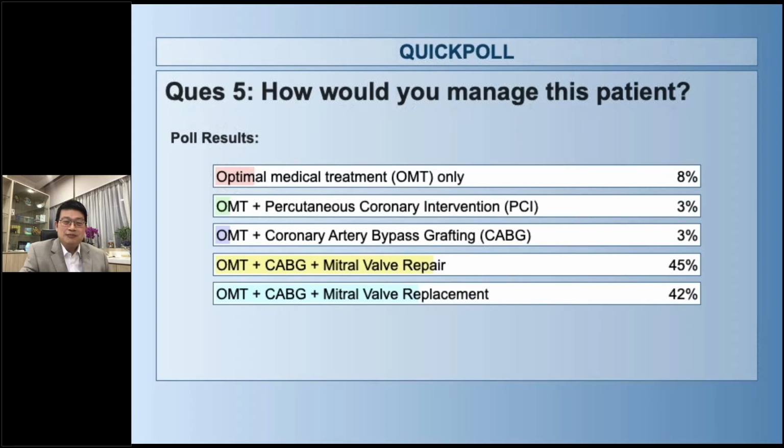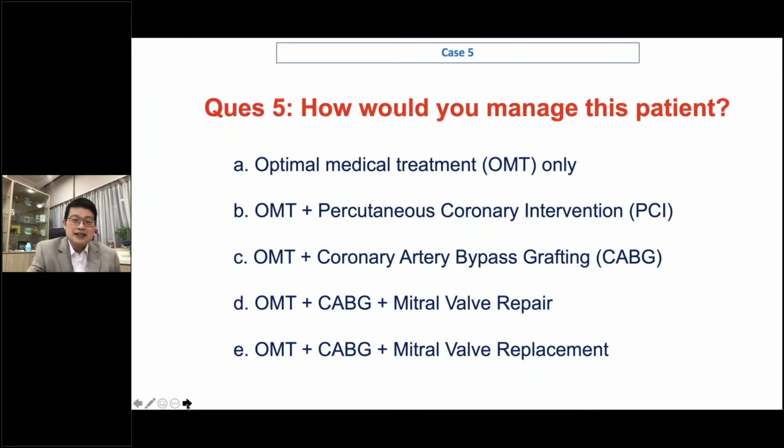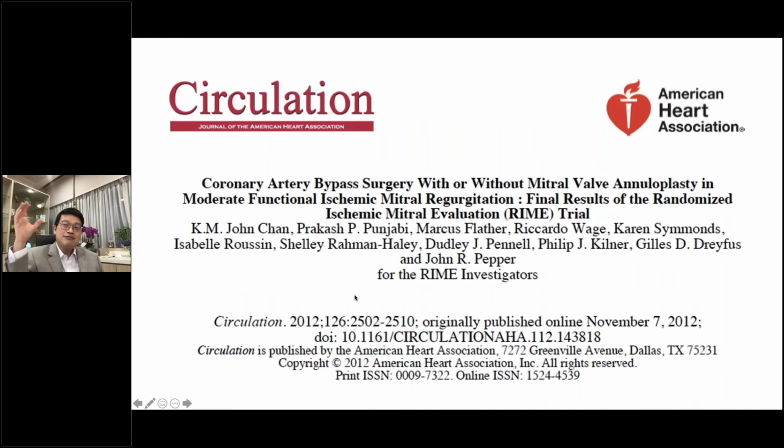Okay, so the split between repair and replacement. 90% think we should either repair or replace it. Yes, it is true that in ischemic mitral regurgitation, the benefit of repair versus replacement is not as strong as in degenerative mitral regurgitation, where repair is definitely better compared to replacement. But in ischemic mitral regurgitation, it may be just as good to replace the mitral valve in some cases.